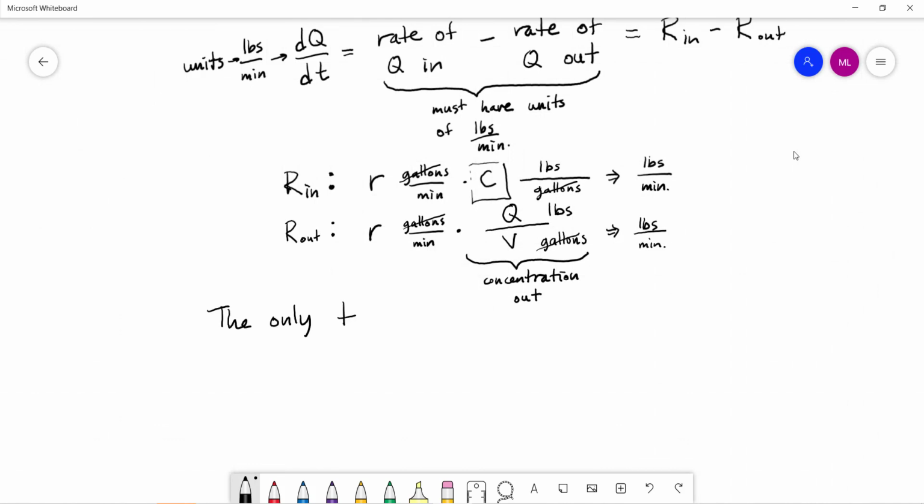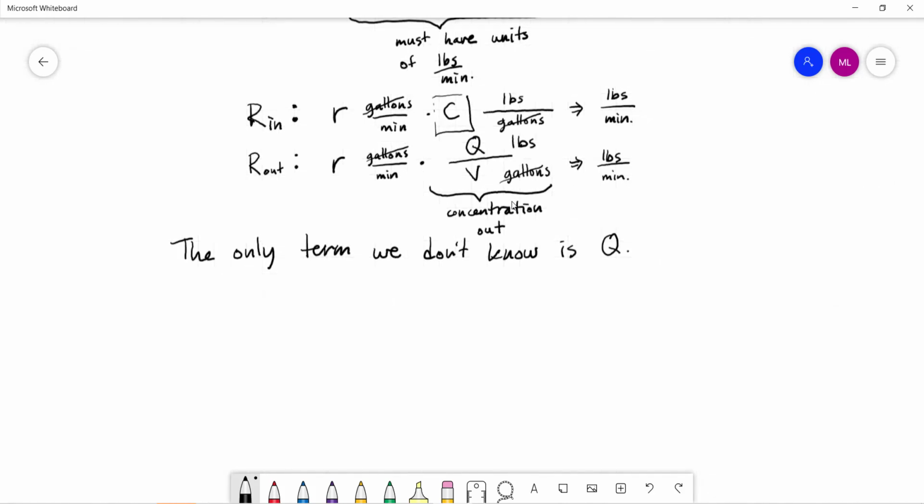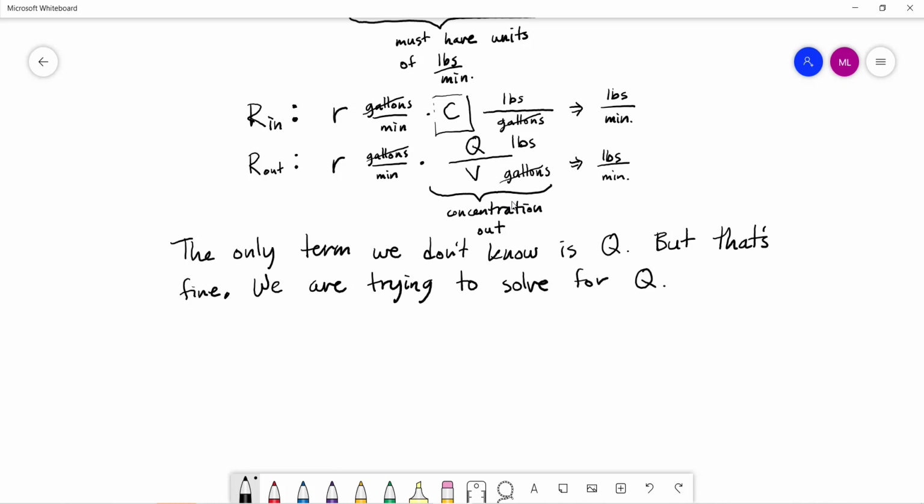The only term we don't know is Q. Right? The other things should all be prescribed somewhere in the problem. If you were given a problem like this, they would specify the value of R, they would specify C, they would specify the size of the tank, and Q is really the only thing that we're keeping track of, trying to find. But that's okay. That's fine, because that's what we're trying to solve for. We are trying to solve for Q.